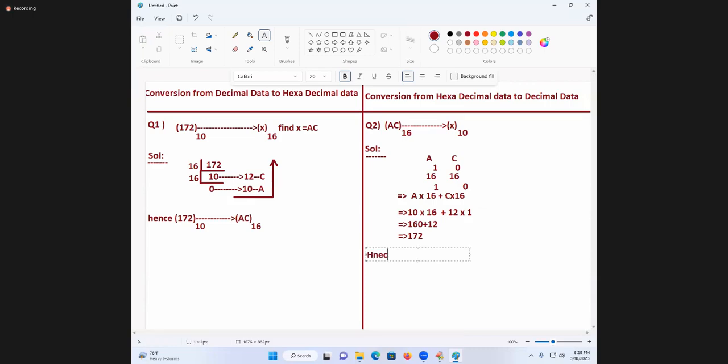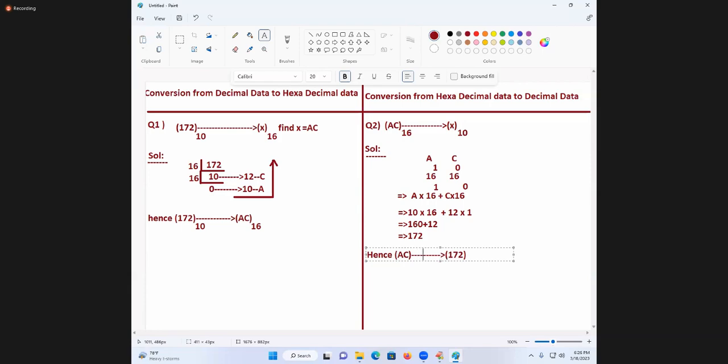Hence, I'm going to write it. 0xAC converted to what? 172. I'll show you programmatically also, students.